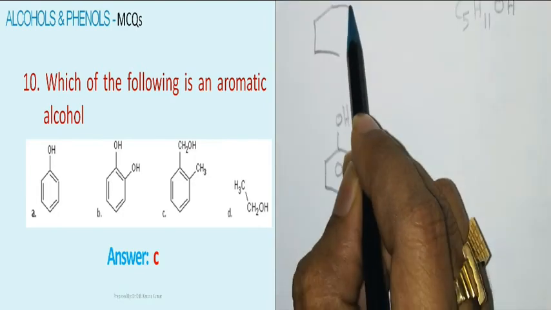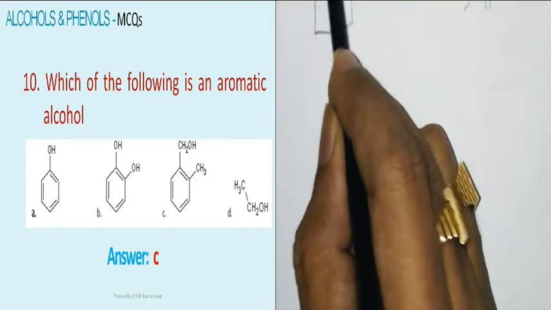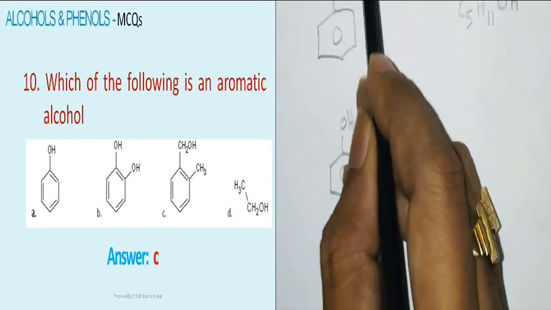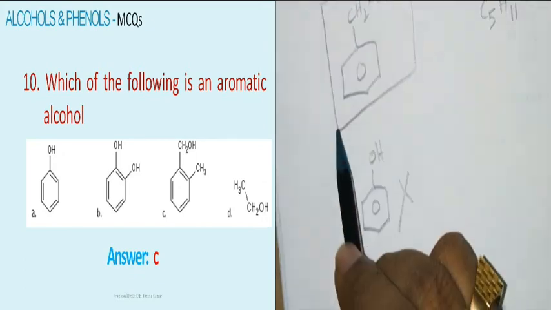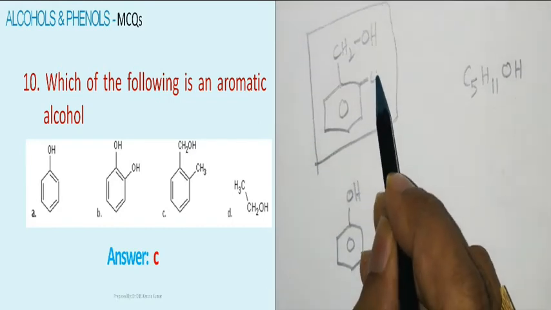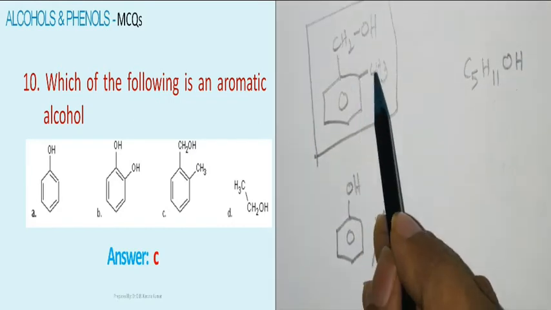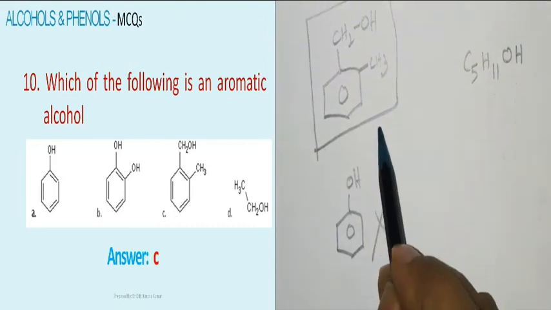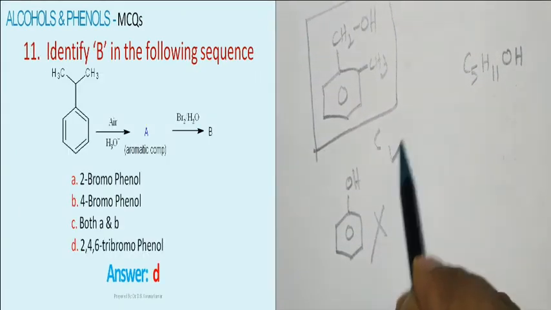He says it is aromatic, therefore there should be a benzene ring and also there should be an OH group. So this type of compound will be an aromatic alcohol. Therefore, the option here in this case is option C, where there is one CH3 group at the ortho place. Option C is correct.